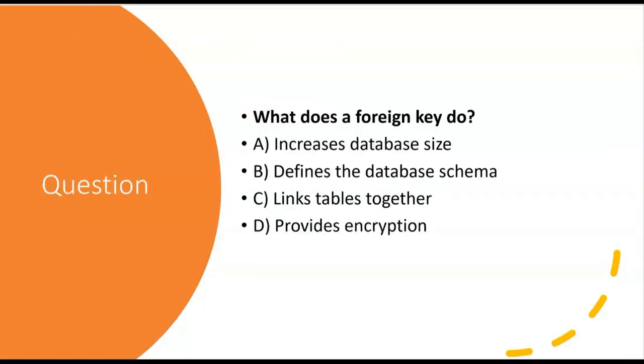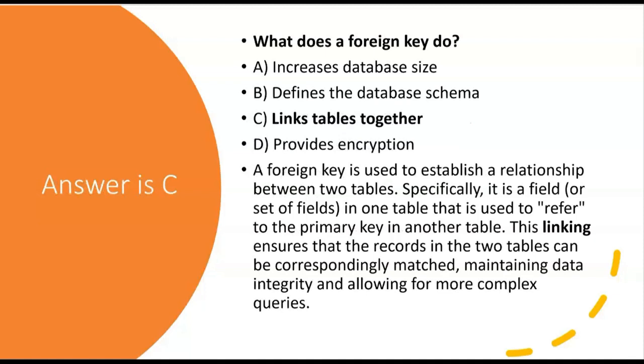All right, what does a foreign key do? A, increases database size. No. B, defines the database schema. No. C, links tables together. Yes. D, provides encryption. No. C is correct. A foreign key is used to establish a relationship between two tables. Specifically, a foreign key is a field or set of fields in one table that is used to point or refer to the primary key in another table.